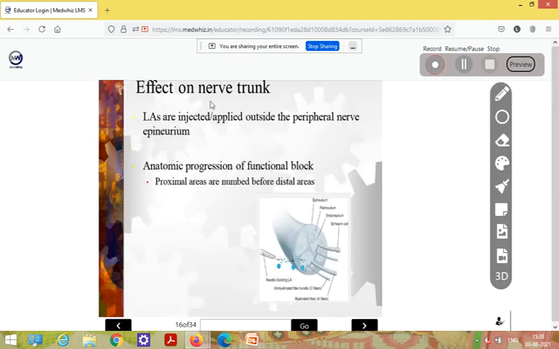So what is the effect on the nerve trunk? If you're going to inject the local anesthetic around a peripheral nerve, it is ideally the epineurium which is going to be affected first, followed by the perineurium and the endoneurium. So you know how the nerves are distributed in these areas. You know the upper limb anatomy, and you know that the proximal areas are present peripherally, whereas the distal areas' nerve supply is present in the inner, central part. Therefore, the proximal areas are numbed first before the distal areas.